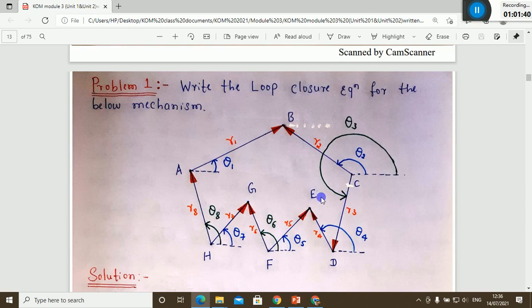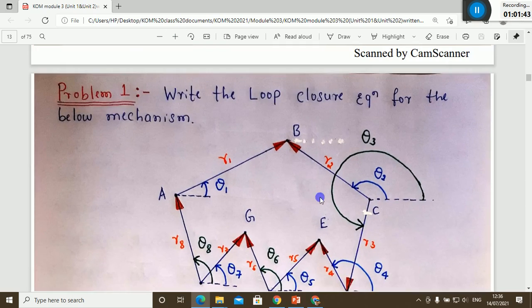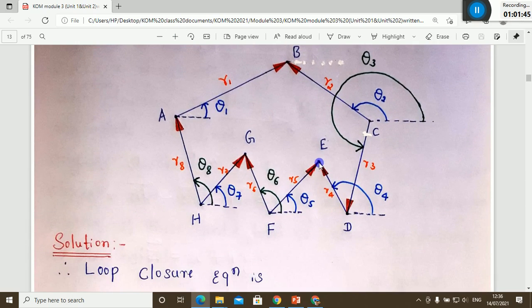And I'll consider this vector ED. This is the vector DE, because the tail is D, E is the head. Vector DE, the magnitude is given R4, and this is the tail, so I will measure the angle here, theta 4, counterclockwise with respect to the positive real axis, with the reference at the tail. This is theta 4. So this is also clockwise.